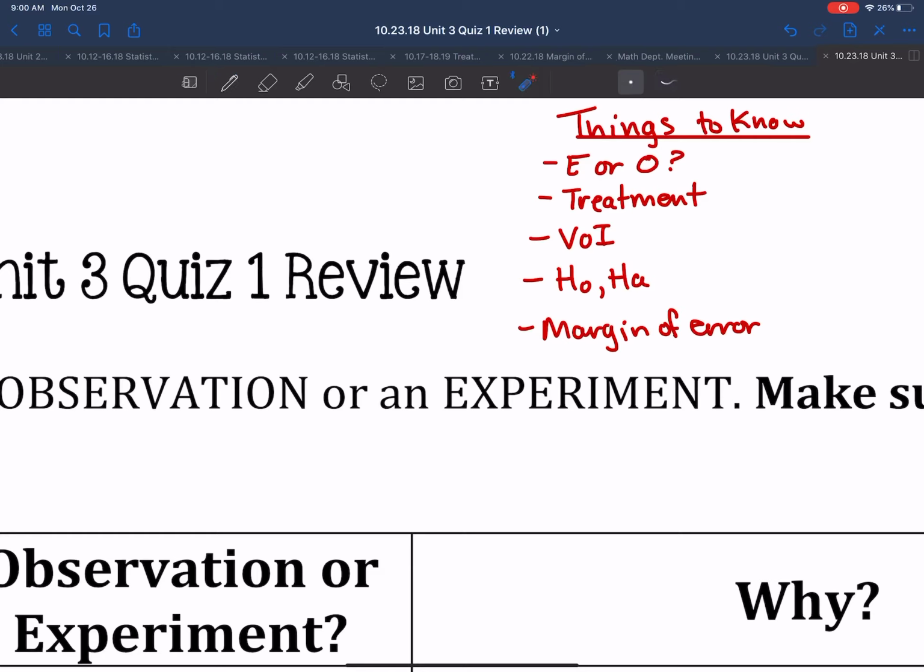You need to be able to identify the treatments, so what each person in the study is going to be doing. You need to know what the variable of interest is. So if a researcher is doing a study, what data are they recording? You need to know how to write the null and alternative hypotheses, both in words and in shorthand, so symbols and numbers. And then the last thing is margin of error.